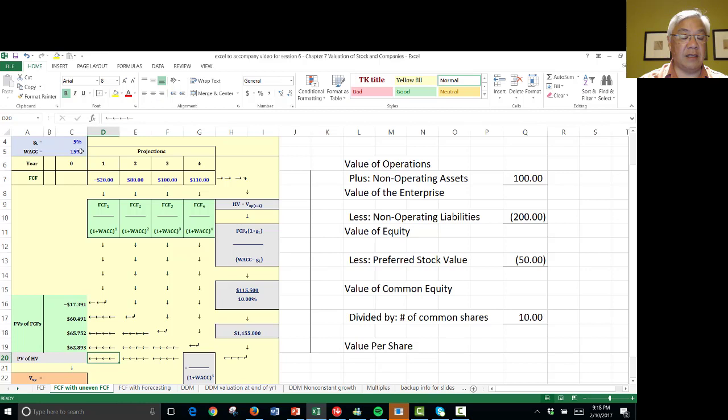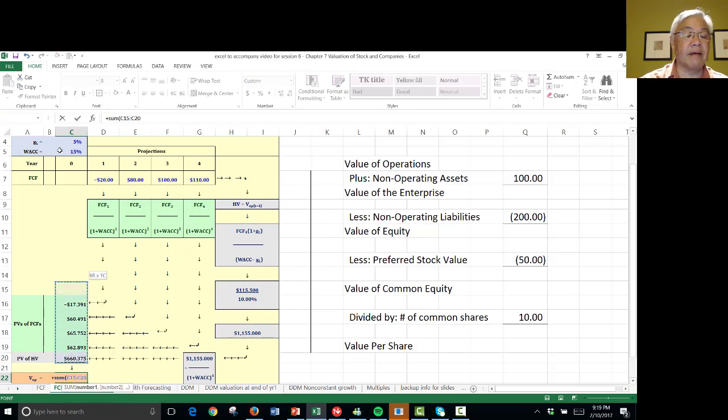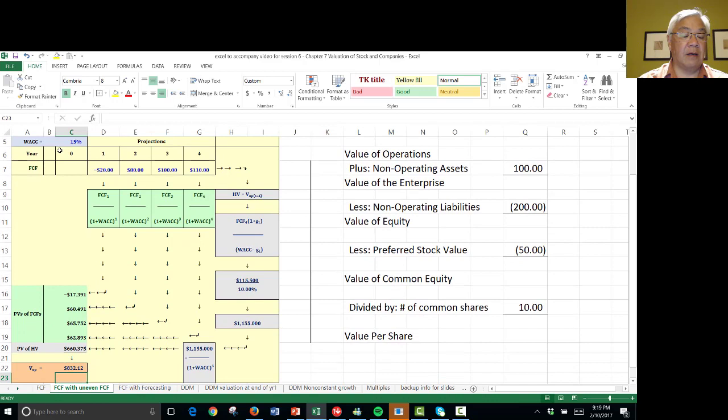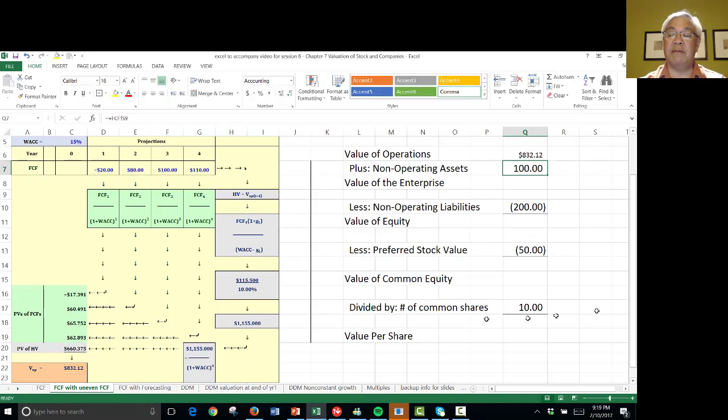And the value of the horizon is the same thing. We now have the horizon value, and we will do plus horizon value divided by, you guessed it, 1 plus the WACC raised to the fourth power. And if we sum those, we get the value of operations, which is comprised of the PVs of years 1, 2, 3, 4 plus this horizon value. All right, so the value of operations, we'll just do this, is 831.